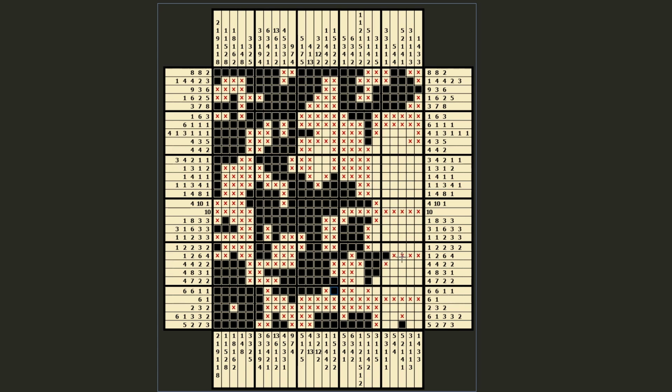Where else? This has to be part of the 3. Oh, this 5. How did it take me so long to see that? That's the 1, that's a 3. That's a 3, which means this is a 1. No space here. We'll get back to that later. That's a 4.